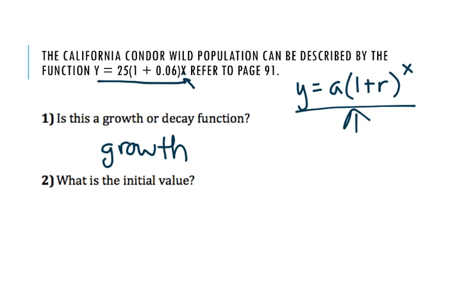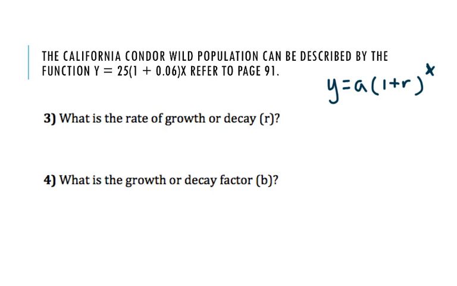Number 2, what is the initial value? Remember, a represents our initial value. So in that same location in our function is 25. So our initial value is 25. Number 3, what is the rate of growth or decay? R. Notice R is located in the parentheses being added to 1, and that would be the 0.06 in the parentheses. So our growth rate, or rate of growth, is 0.06.